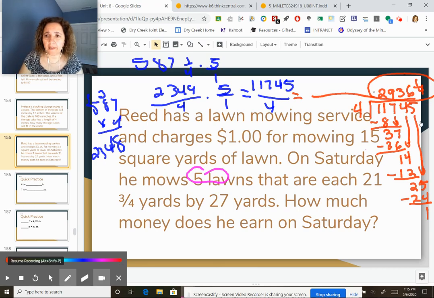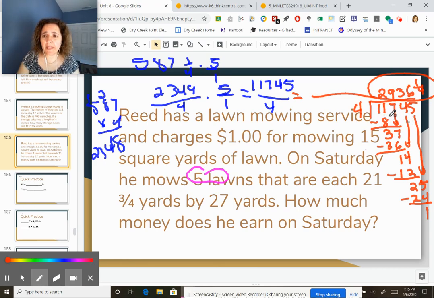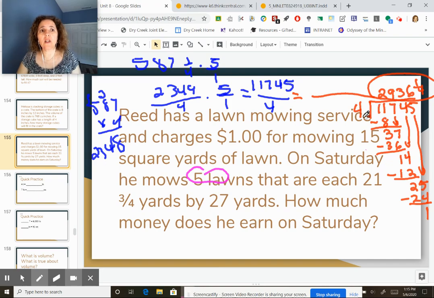Okay, so I did that on the side over here. I did 11,745 divided by 4. 4 goes into 11 2 times. 4 times 2 is 8. 11 take away 8 is 3. 3 is less than 4. Bring down my 7. 4 goes into 37 9 times, because 4 times 9 is 36. So subtract my 36. 7 take away 6 is 1. 1 is less than 4, so I can keep going. Bring down my 4. 4 goes into 14 3 times. 4 times 3 is 12. 14 take away 12 is 2. 2 is less than 4.